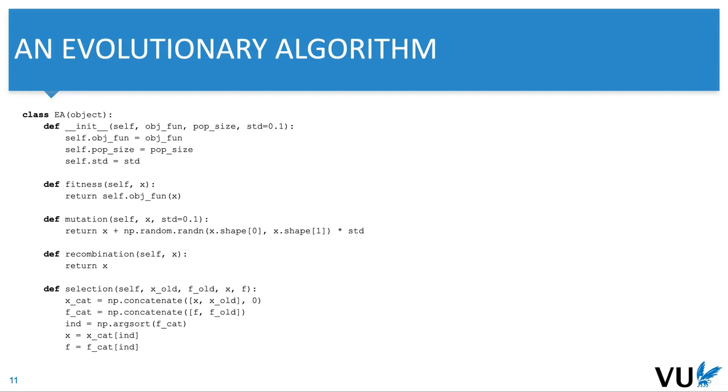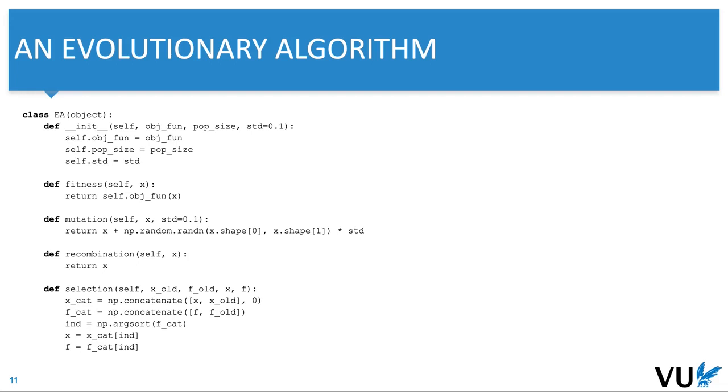So how this selection works, take a look. We first concatenate. Please remember, this is just an example of a code. So we concatenate x and x old, right? What is x? X is the new mutation, so new candidate solutions, new individuals. X old is our old population.